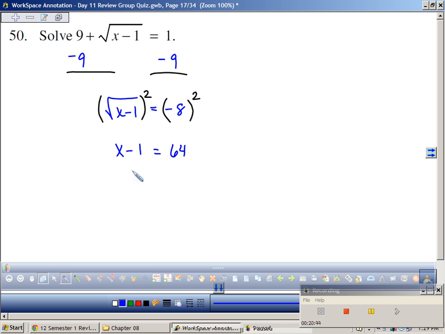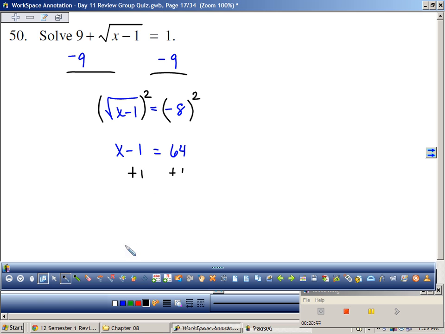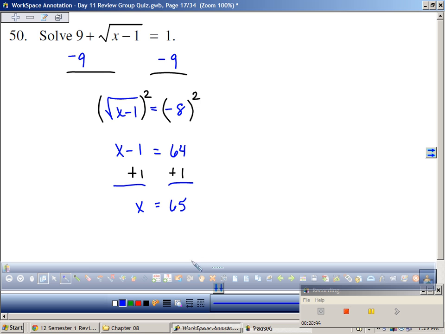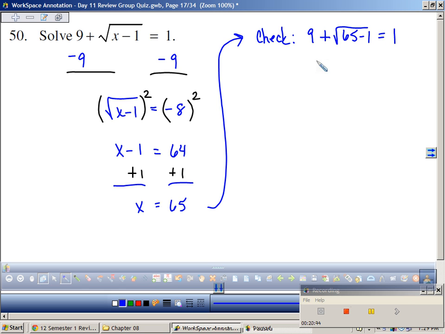Okay. So, when I add 1 to both sides, I get x equals 65. What do I do with that? Check it. I need to check it. 9 plus the square root of 65 minus 1 equals 1. 9 plus the square root of 64 equals 1. 9 plus 8 equals 1. It doesn't work. It's no solution.